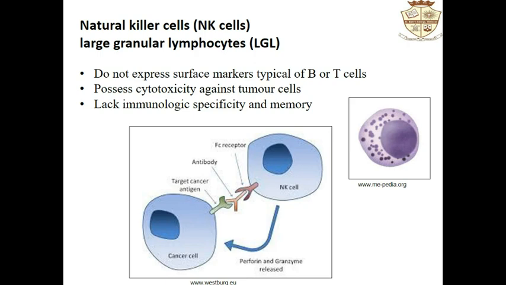Once bound to the target cell, the natural killer cell will release cytolytic factors such as perforin, which will cause the formation of transmembrane pores. Through these transmembrane pores, cytotoxic factors such as tumor necrosis factor beta, or TNF beta, will enter the cell and will kill the cell through apoptosis.